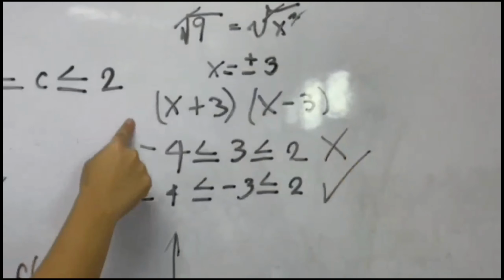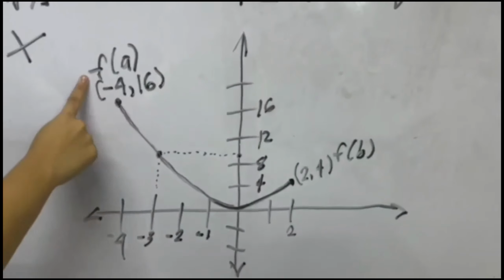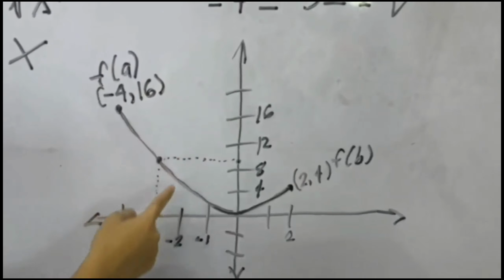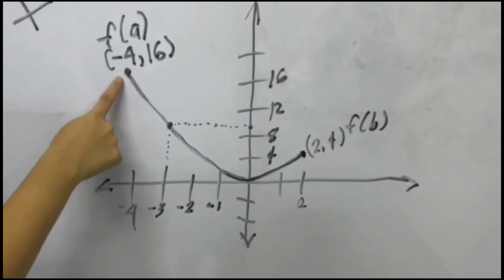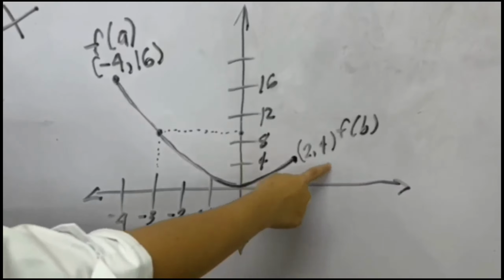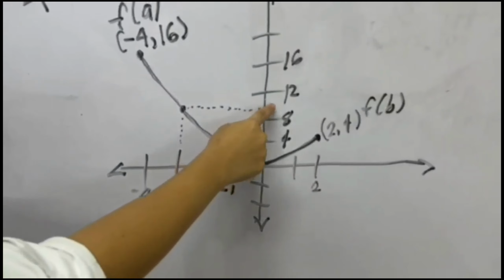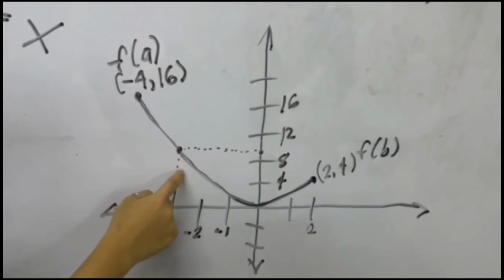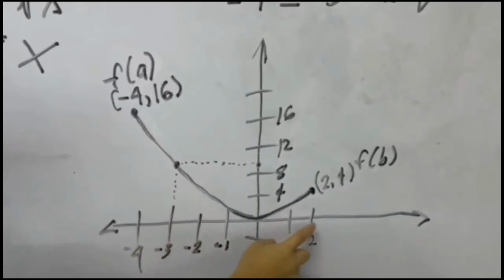Now, we go to our graph. We have our point f of a is negative 4, our interval and 16. Point f of b, our interval 2 and 4. Here we have our negative 3 and our 9. And we have c as our right angle. And now, we curve our graph.